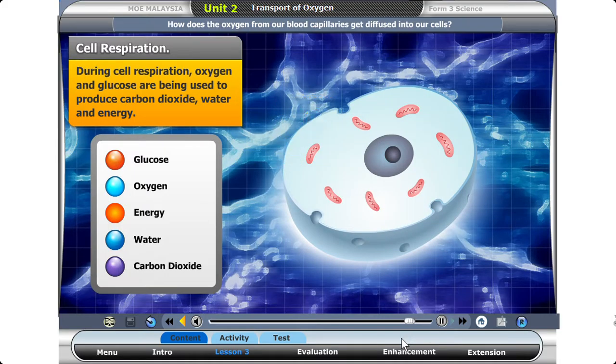What does the cell do with the oxygen? Once the oxygen reaches the cell, the process of cell respiration takes place. During cell respiration, oxygen and glucose are being used to produce carbon dioxide, water, and energy.